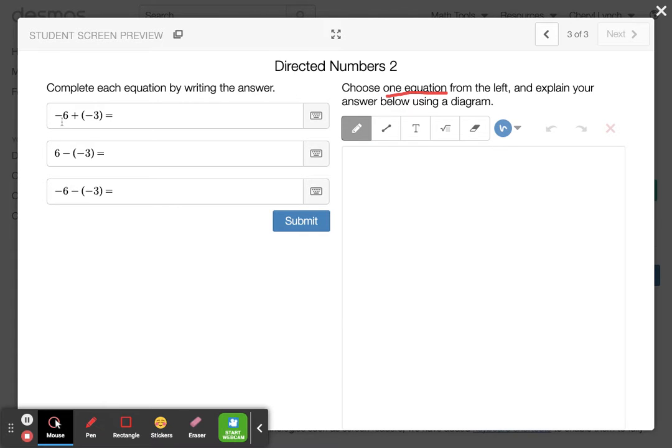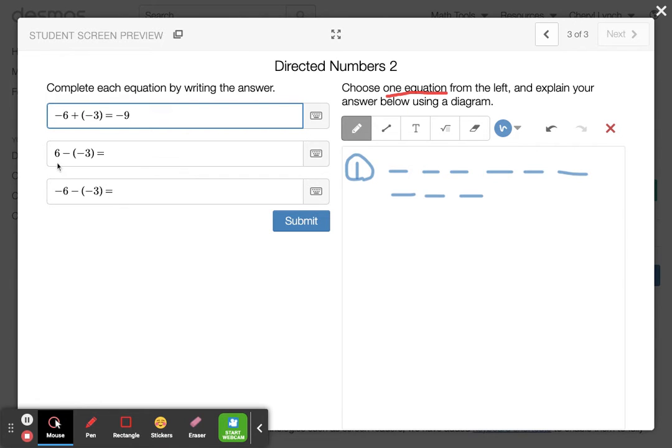Okay, on the first one, negative 6 plus negative 3. So let's just put a number 1, make it clear. So negative 6, 1, 2, 3, 4, 5, 6. And then I'm adding 3 more negatives. 1, 2, 3. I have no 0 pairs to simplify. I'm not subtracting anything. So I have a total of 1, 2, 3, 4, 5, 6, 7, 8, 9 negatives. So my answer is negative 9.